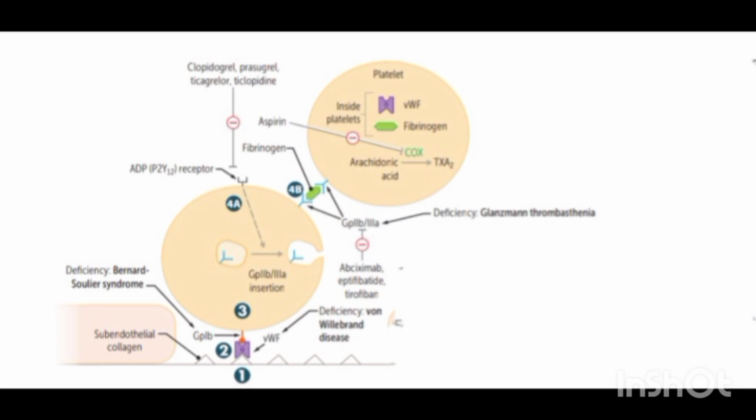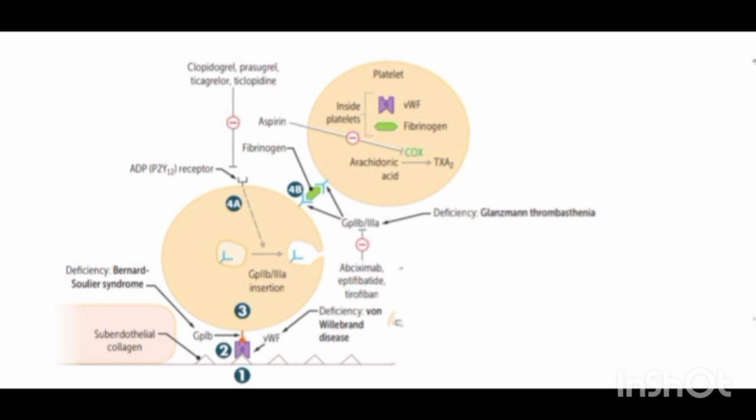VWF binds to exposed collagen. VWF is formed from Weibel-Palade bodies of the endothelial cells and alpha granules of platelets. Next, platelets bind VWF via GP1B receptors at the site of injury. Platelets undergo conformational change. Platelets release ADP and calcium necessary for the coagulation cascade. Then ADP helps platelets adhere to the endothelium.